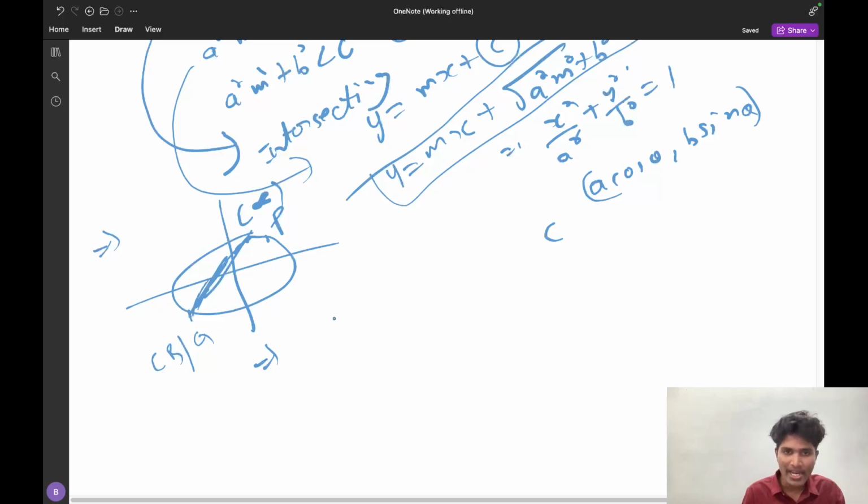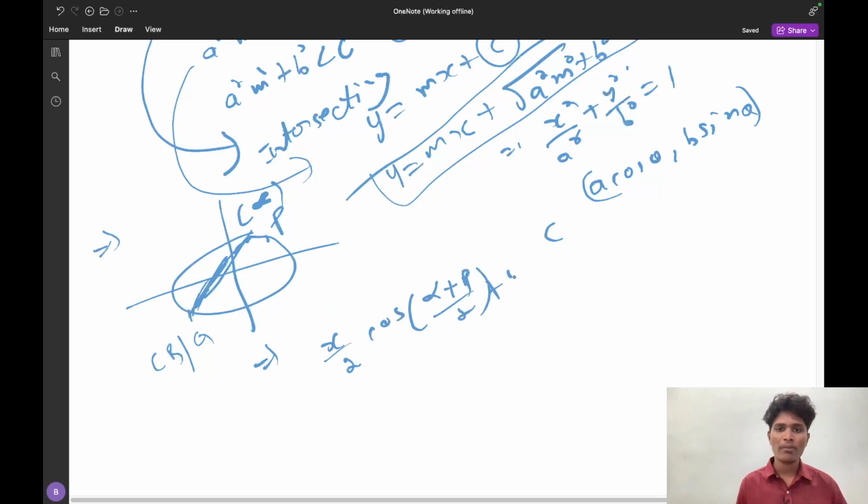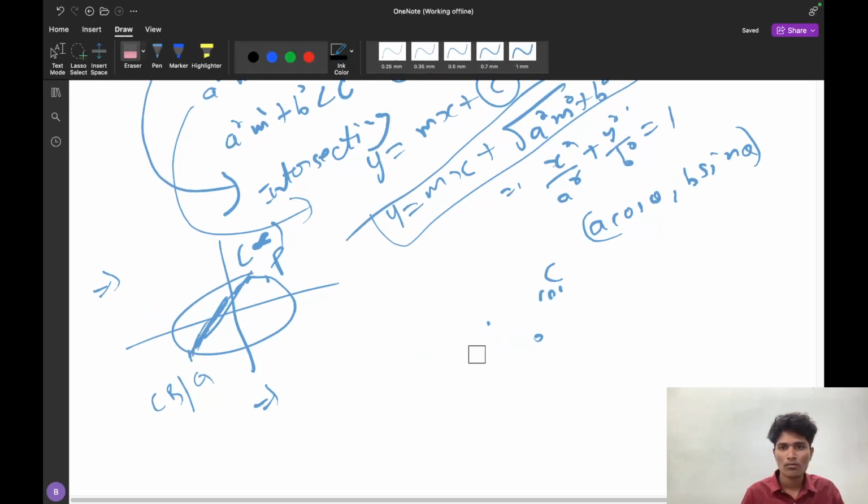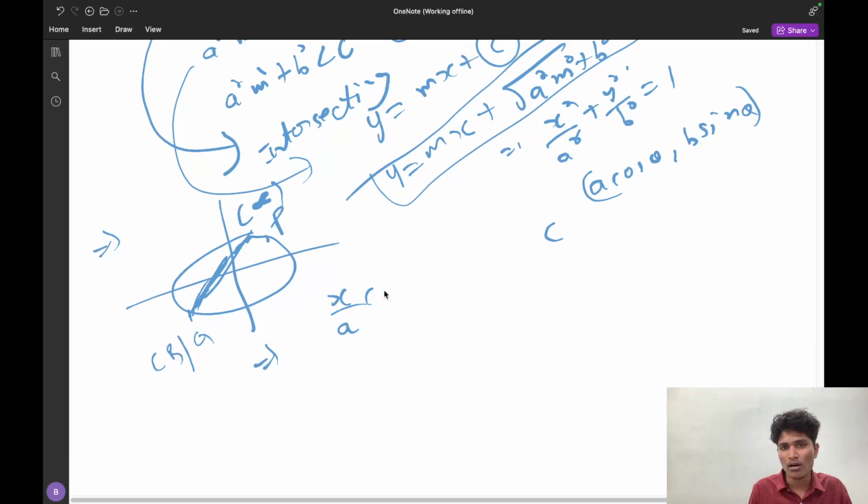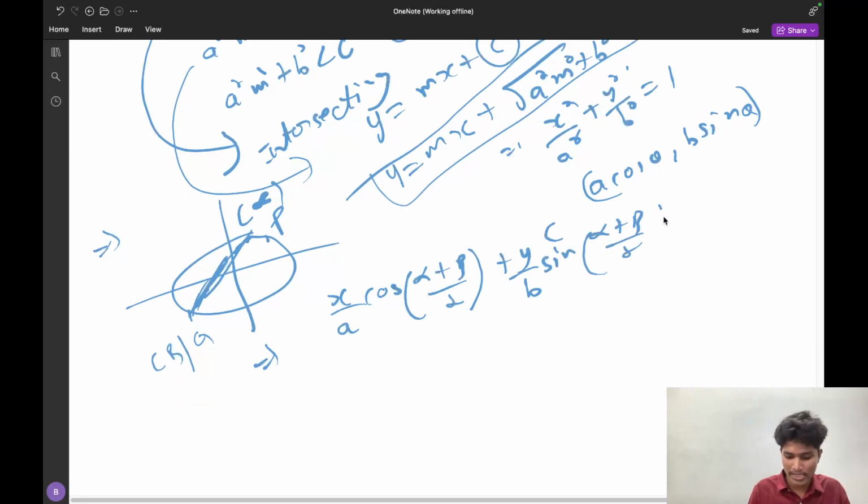With this, I can write the equation as x by a cos of alpha plus beta by 2, then y by b sine. One second guys, there is an error. One second, I will write again: x by a cos of alpha plus beta by 2 plus y by b sine of alpha plus beta by 2 is equal to cos of alpha minus beta by 2. Yes, this is the thing.